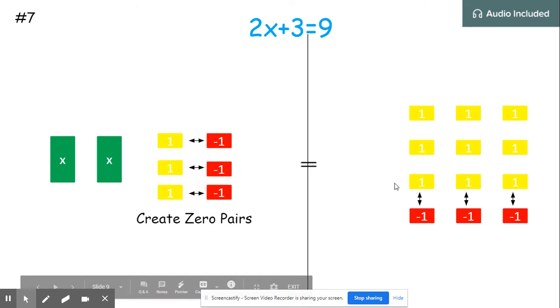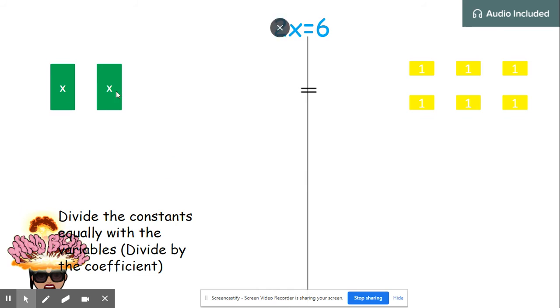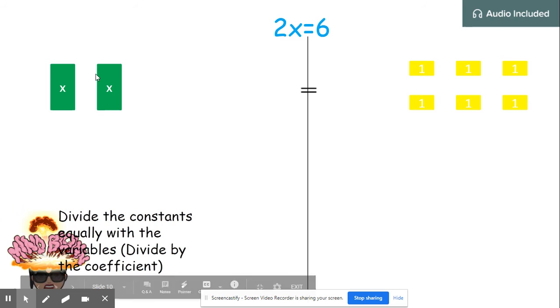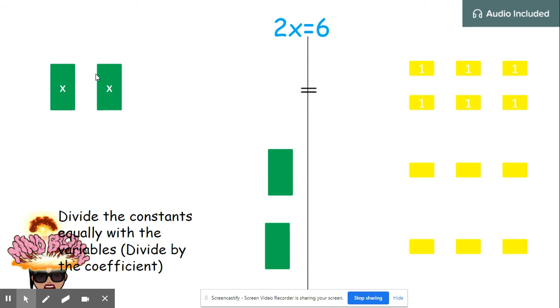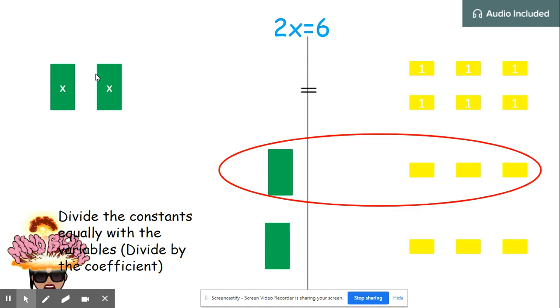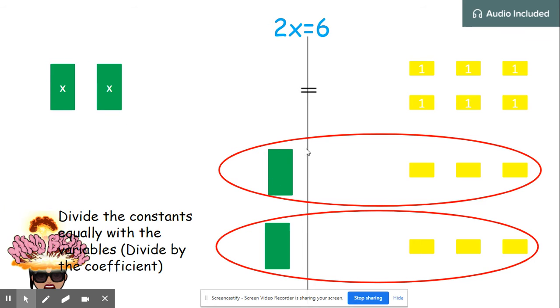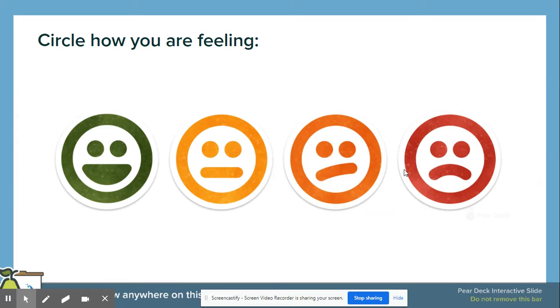Zero pair, zero pair, bam. Now we're left with 2x = 6. So I want to know the value of 1x again, so I'm going to divide my constants equally. 1x equals 3, 1x equals 3. So that tells me that the value of x equals 3, or 3 equals x.